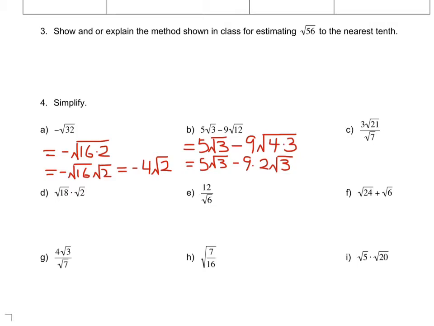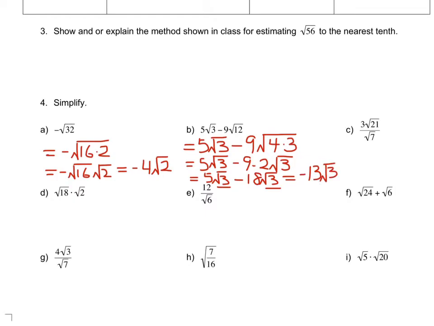So again, this is 9 times 2. I'm trying to emphasize here, we are doing the multiplications so far. 5 square root of 3 minus, so 9 times 2, I have 18. Now we have the same radical expressions, root 3, root 3. So we can add and subtract. In this case, this is a subtraction. 5 minus 18, which is negative 13 root 3.